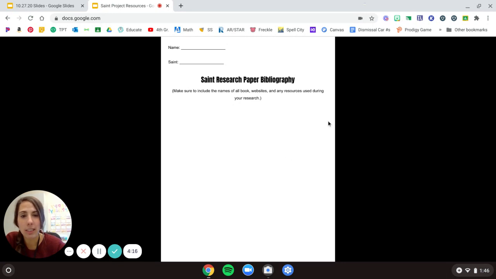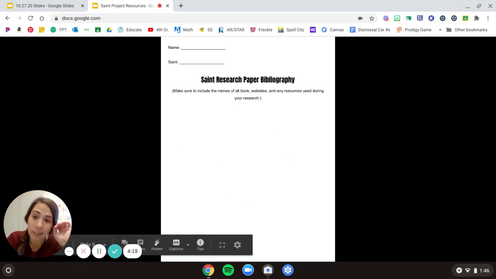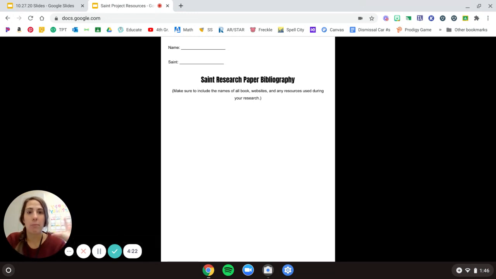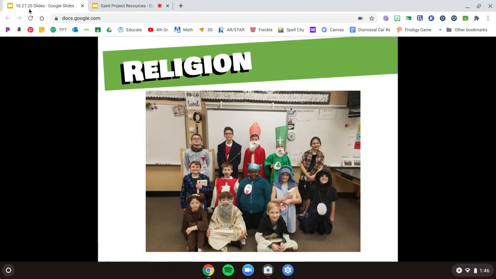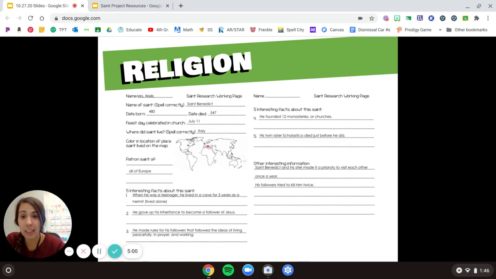Blank page. All right, and then this one is your bibliography. For this, all you have to do is write down the name of the website or the book that you used to find your research. But let's think, is Google what found it, or was that what helped you find it? That's what helped you find it. So let's say I go to saints.com, and that's the website that I use, and I find information about Saint Benedict. Then on my bibliography, I would write down saints.com because that's where I found it. That's all you really need to do for the bibliography, just give credit to where you found your information.